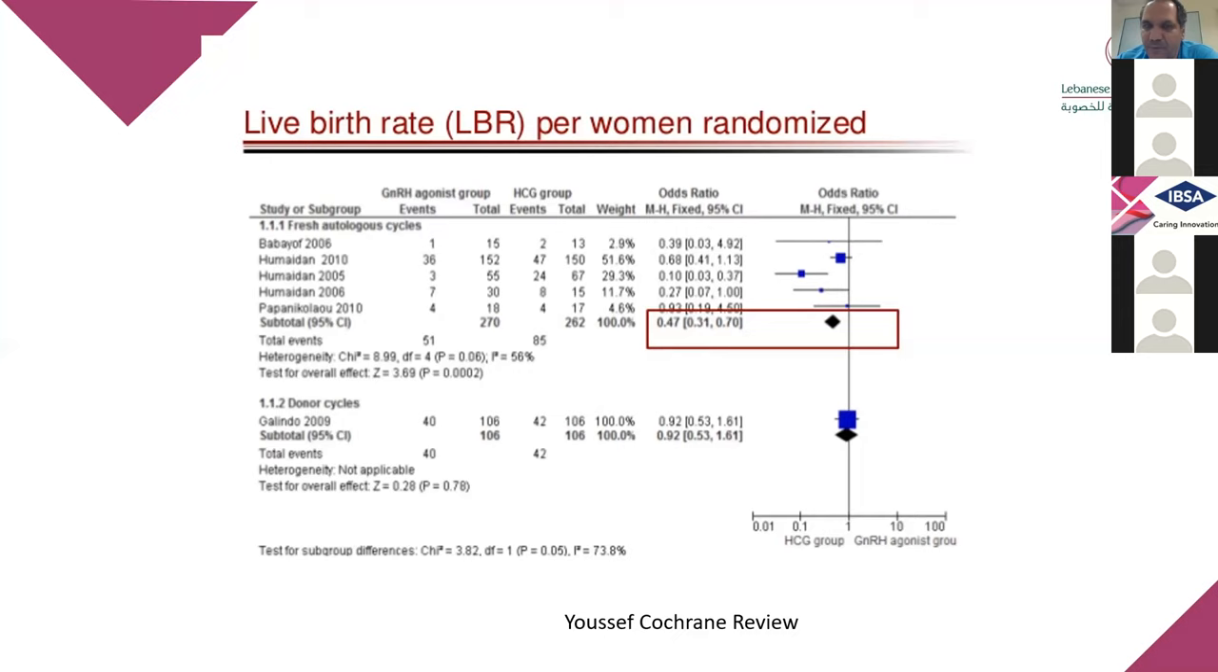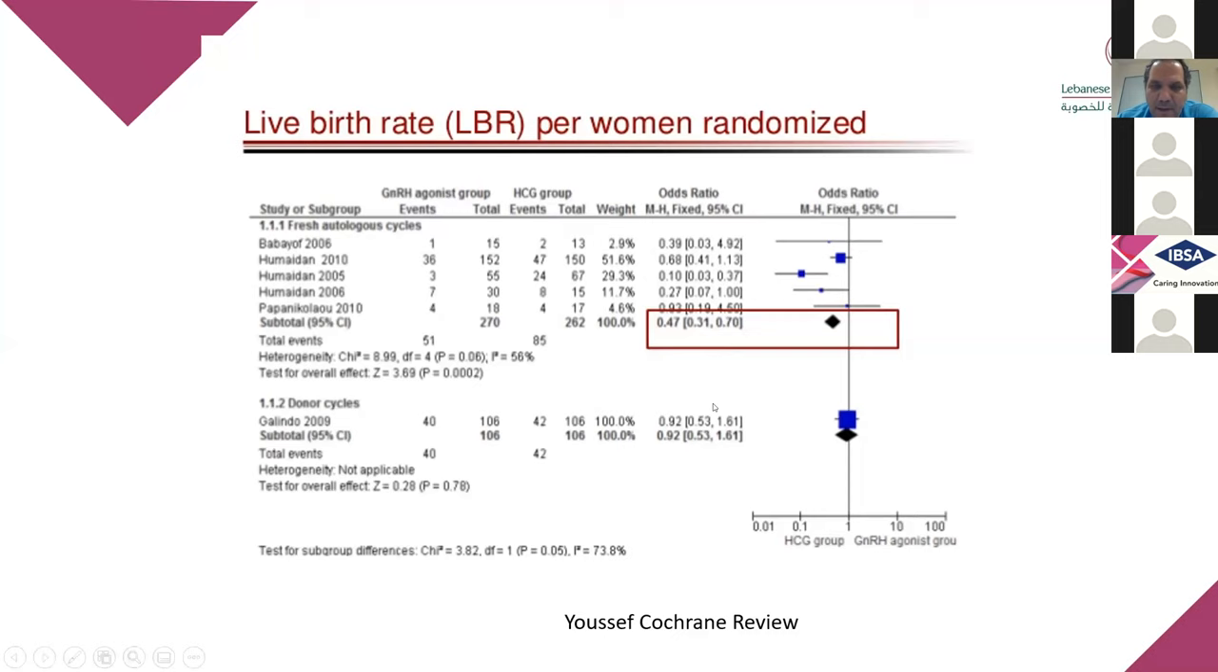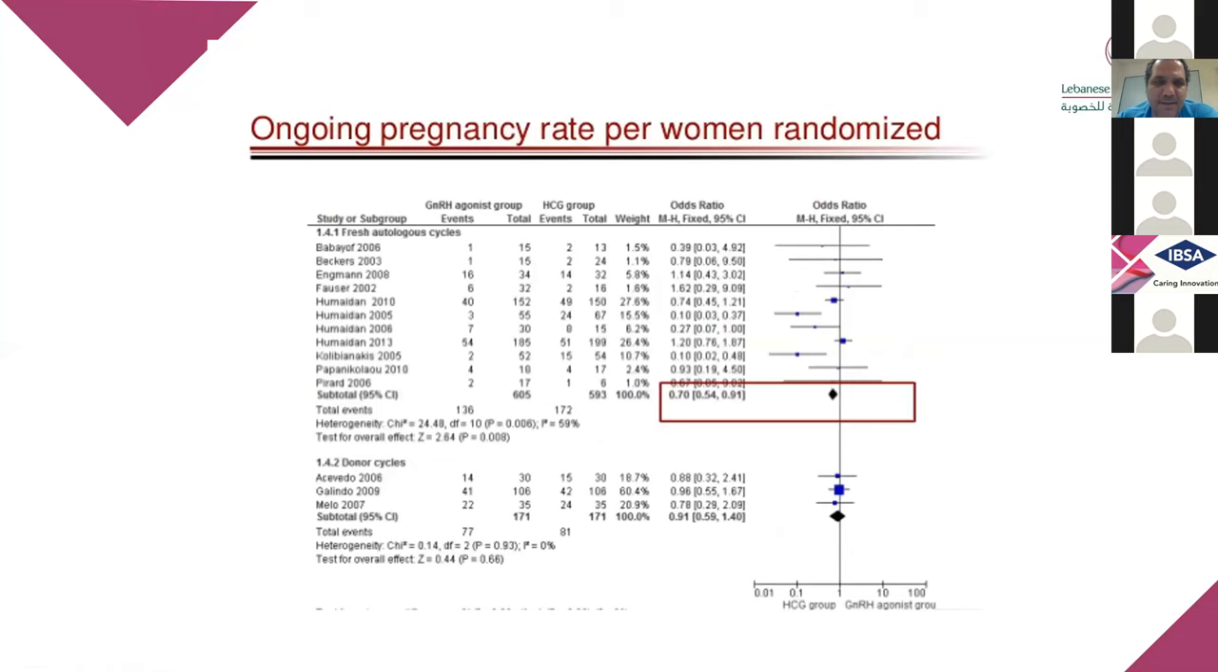In this Cochrane review, you can see that the HCG group had a better outcome per woman randomized versus the GnRH agonist. The HCG is on the left of the vertical line, so this is a higher live birth rate per woman randomized than with GnRH agonist, and statistically significant. Similarly, the ongoing pregnancy rate per woman randomized was also in favor of the HCG group.